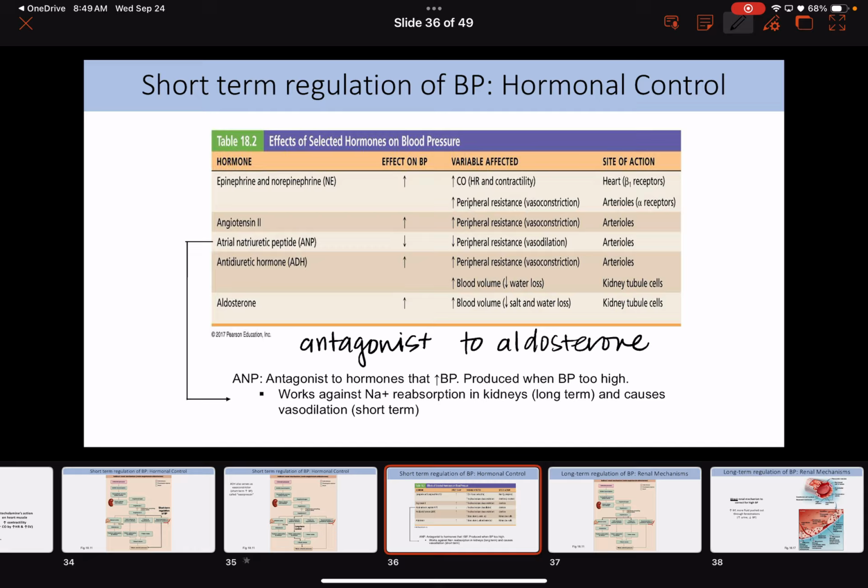So atrial natriuretic peptide, or ANP, and this is a hormone, so you are free to abbreviate it. I won't expect you to spell out atrial natriuretic peptide, but if you can and you do it correctly, you'll get an extra quarter of a point. But you can call it ANP.